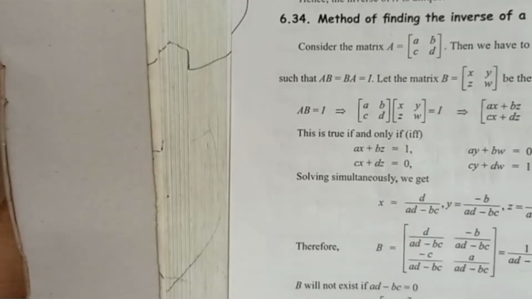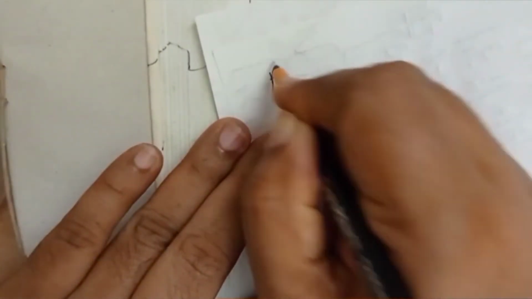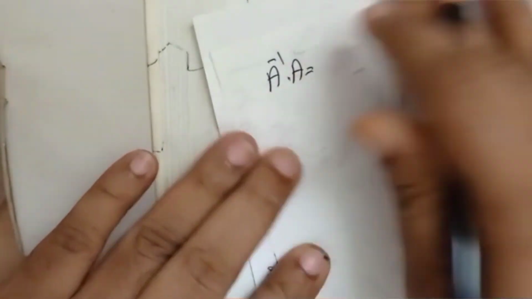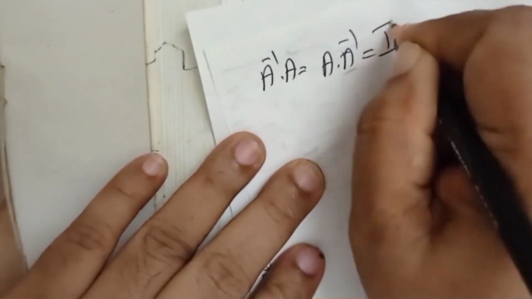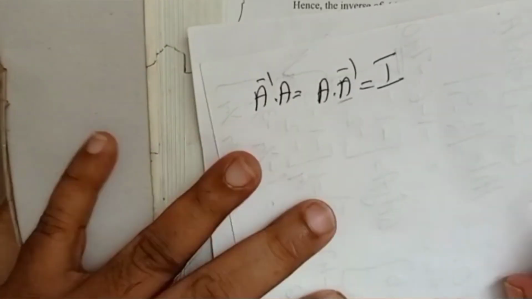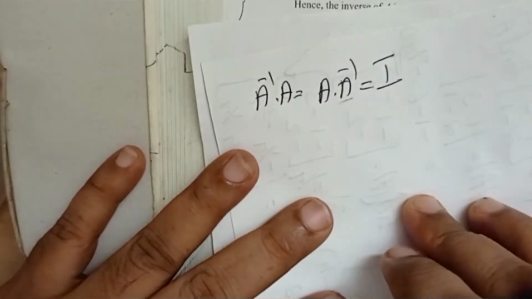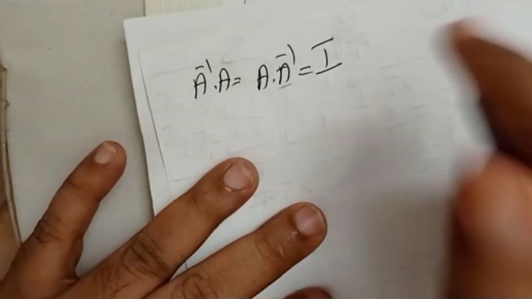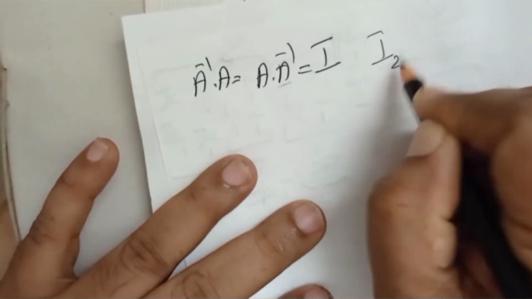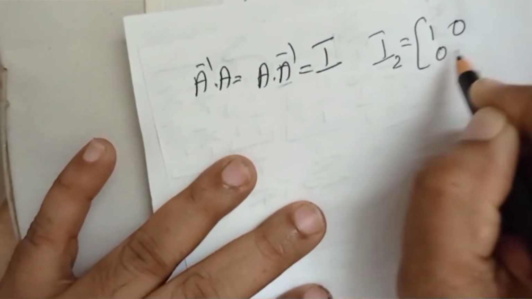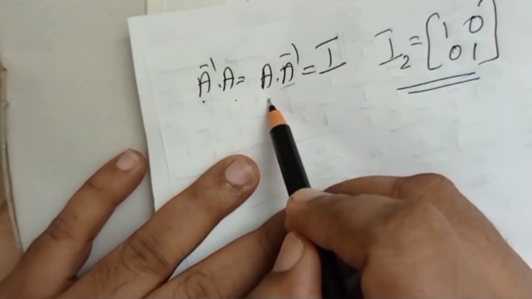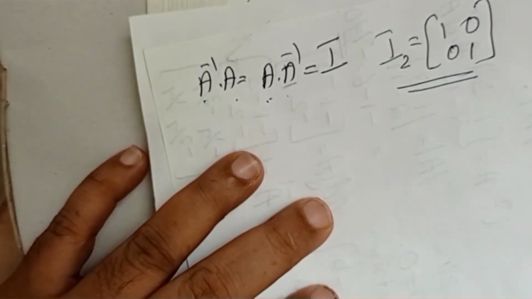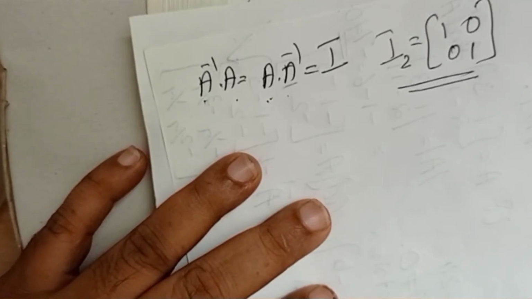Write the next one. Write one note. A inverse into A is equal to A into A inverse is equal to I. What is the meaning of I? I is the unit matrix. If it is of order 2, I2 is 1 0 0 1. That is the meaning of I. A inverse into A is the same as A into A inverse is equal to I.